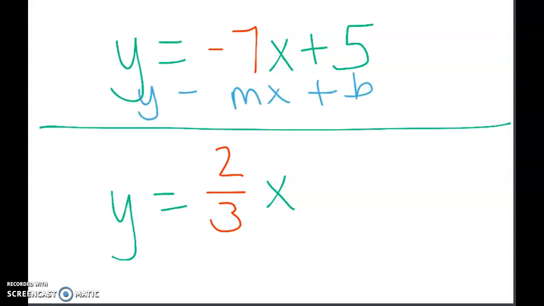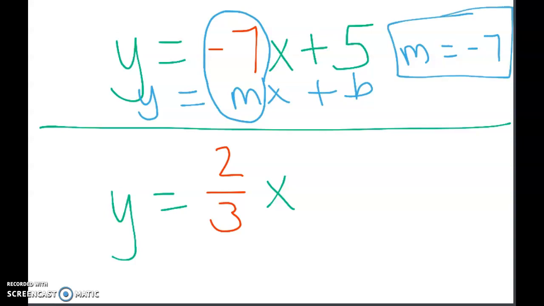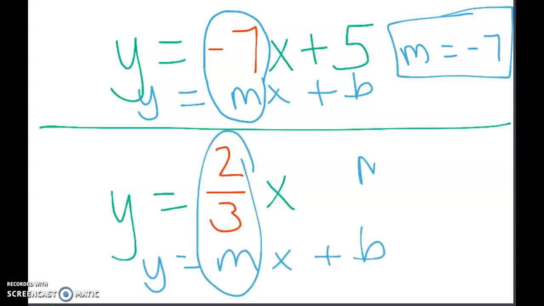And since they're already written that way, the coefficient that falls in the same place as that m is what your slope is. So for the first equation, your slope is -7. And you can see for the second equation, if you write mx plus b underneath it, that 2/3 is what your slope is.